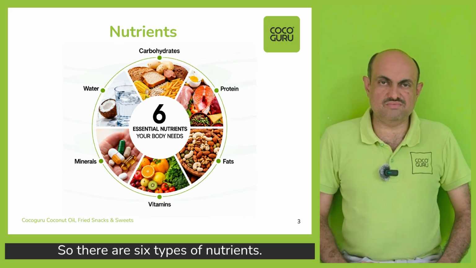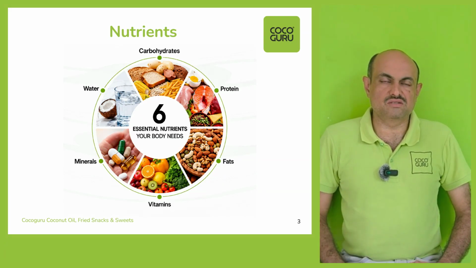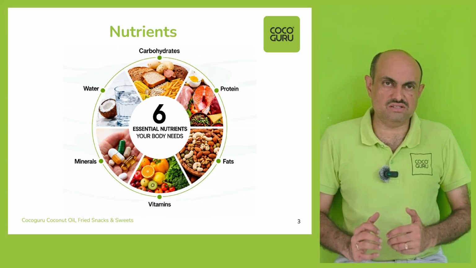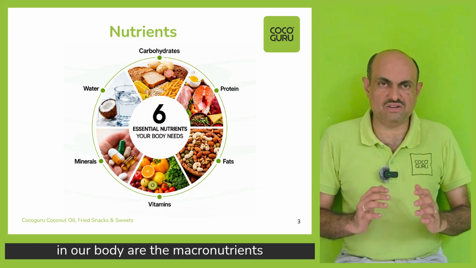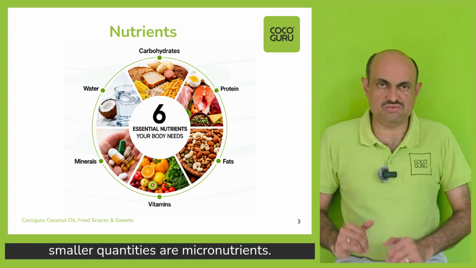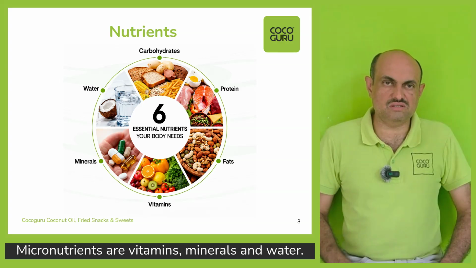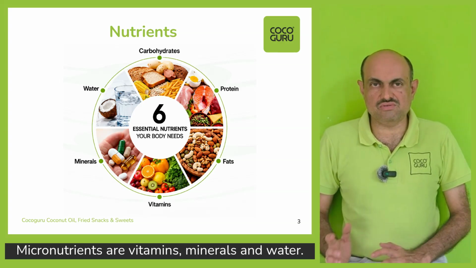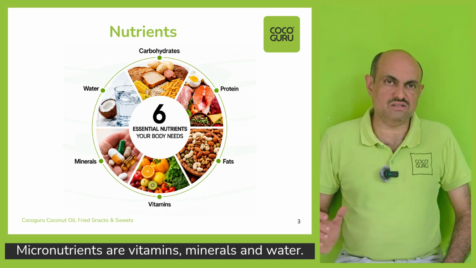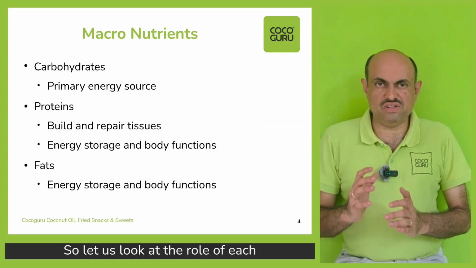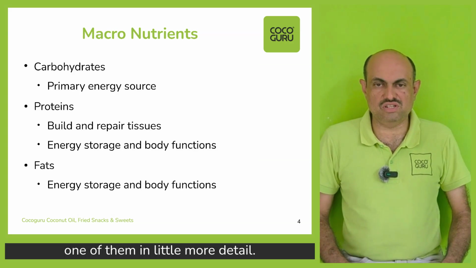So there are six types of nutrients. They are categorized into macronutrients and micronutrients. Whatever is required in larger quantities in our body are the macronutrients, and whatever is required in smaller quantities are micronutrients. The macronutrients are carbohydrates, proteins, and fats. Micronutrients are vitamins, minerals, and water. So let us look at the role of each one of them in a little more detail.